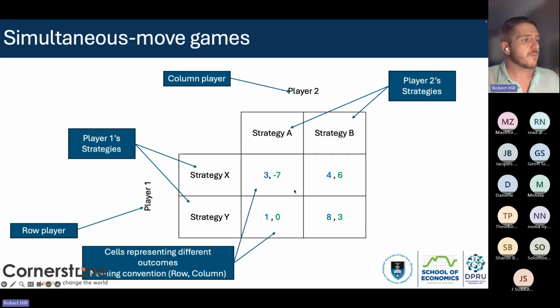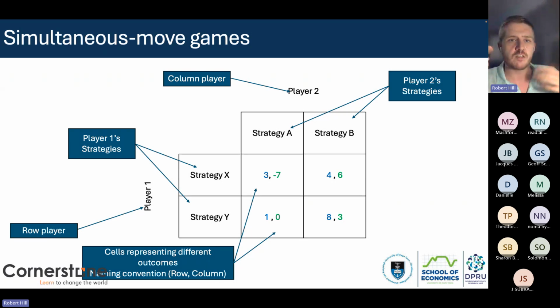Now, these cells, for example, I see that the logo is slightly covering my block, but this cell over here is the cell that represents where player 1 has played strategy X and player 2 has played strategy A. So that is a cell representing a particular outcome, right? This cell represents another outcome where player 1 has played strategy Y and player 2 has played strategy A. And all of these different cells represent the different possible outcomes that we have in the game. And we'll label the cells according to the convention row name, column name.